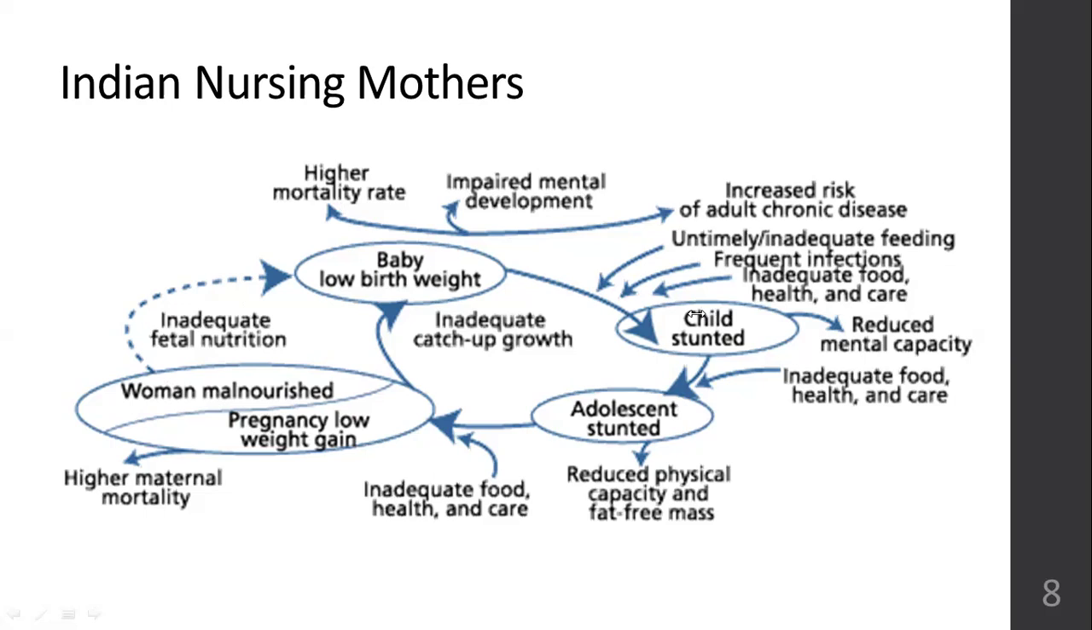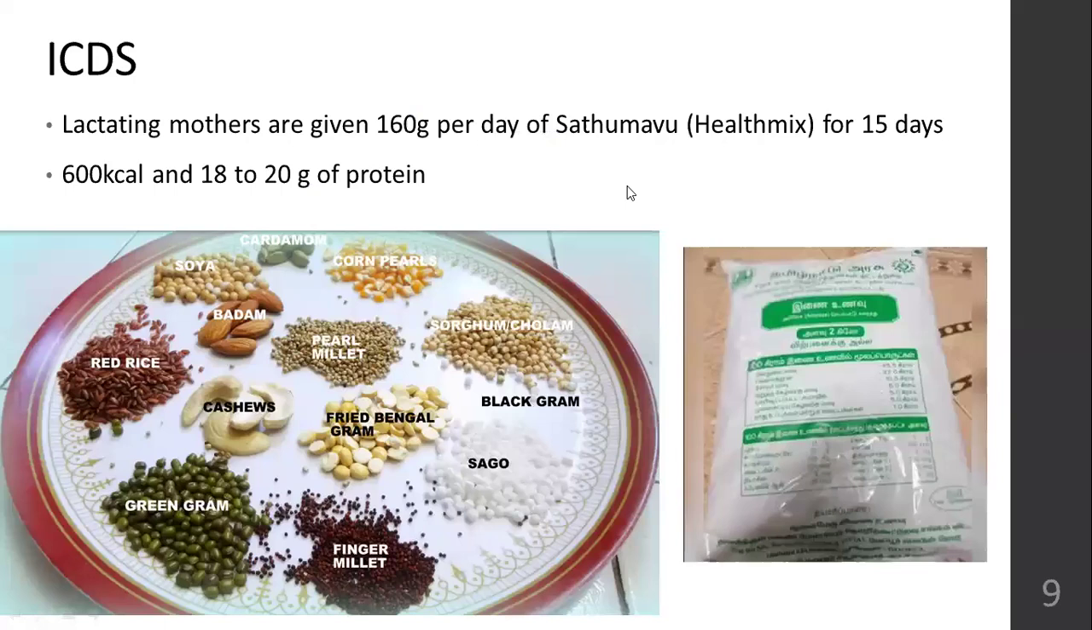According to ICDS, the Integrated Child Development Scheme, to combat this issue they have a program for lactating mothers as well, where 160 gram of sattumavu is given. This is sattumavu. Lactating mothers are given 160 gram of sattumavu for 15 days. It's a health mix. For 15 days, they have 15 packets. That is the quota, 15 days quota, 15 packets. Each packet they have to finish within 1 day.